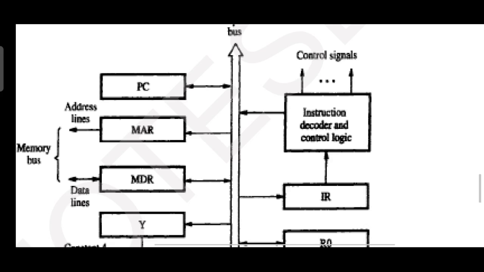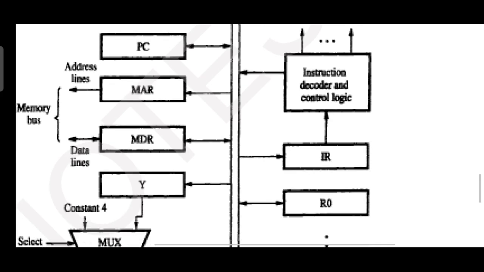Contents of PC are transferred to MAR. Now PC is updatable, right? Because its previous value is already stored somewhere. Now update the PC. How to update the PC? Whenever you are following straight line sequencing, the address of the next instruction is nothing but plus 4 with the existing value. What is plus 4? How to do that?